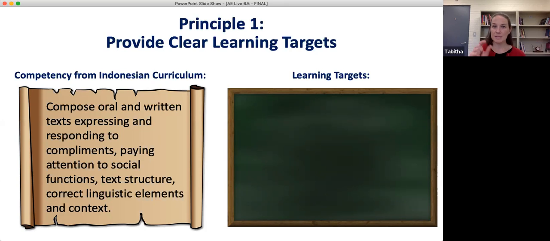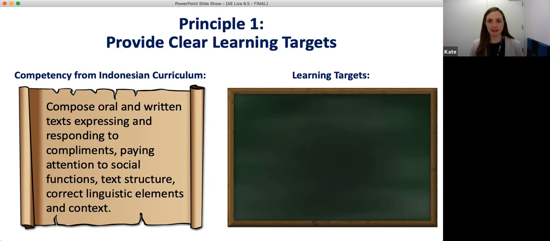competency statement? What are some sub-competencies, some smaller pieces that you see in this statement? Great. So as Tabitha mentioned, this is sort of a mouthful, and there are many different sub-goals or sub-competencies within this competency from the Indonesian curriculum. What can you tell us? What do you see that are some smaller goals or smaller objectives that we could focus on as we are preparing for our class and our lesson within this broader competency? What do you think? Let's see.